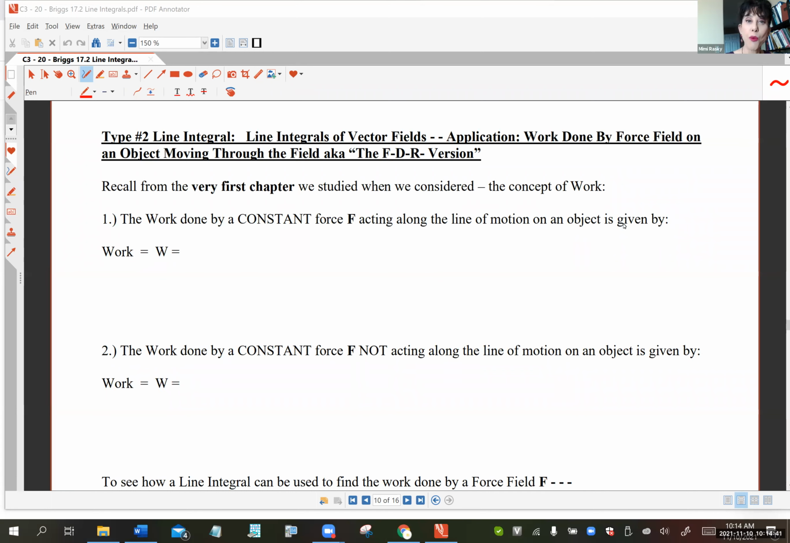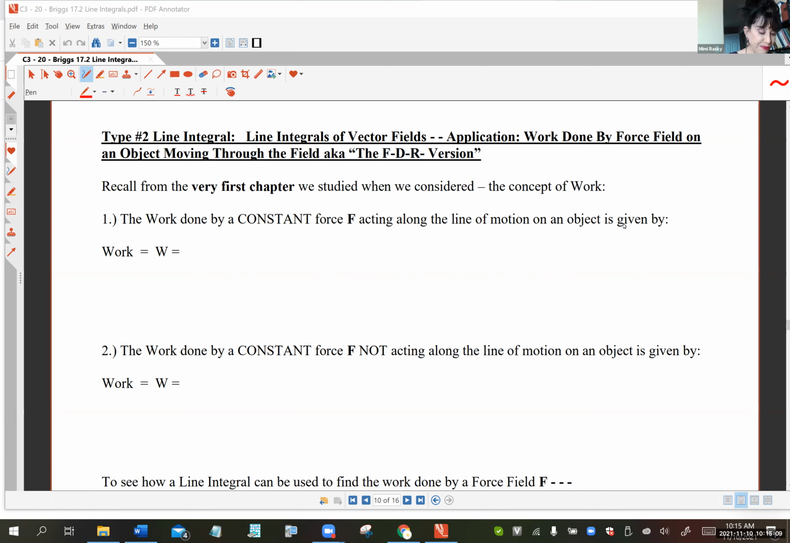Welcome to another wonderful Calculus 3 day, and we are going to continue our study of line integrals. Recall last time we did our very first type of line integral, which is known as a scalar line integral because you're integrating a scalar function, typically a density function, because usually those line integrals are used to find the mass of a wire.